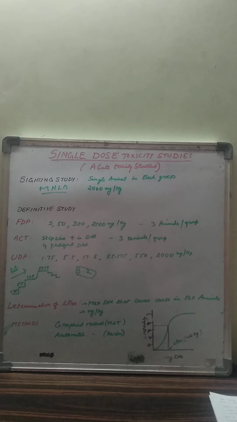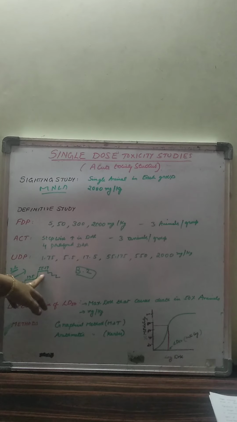So the first rat will receive 1.75 dose, the second rat will receive 5.5, and the third rat will receive 17.5. Like that you have to increase the dose. The first rat is administered 1.75 and observed for 48 hours. If there is no toxicity, you go with 5.5. Still if there is no toxicity, you go with 17.5, then you increase to 55.17. Like that you can increase up to 2000 mg per kg.